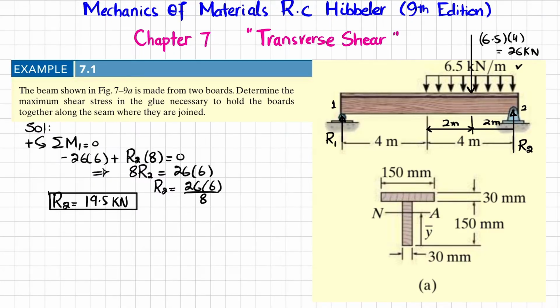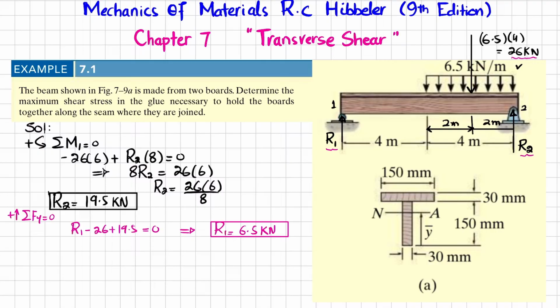Now we will find the second term, that is R1, by using another equation of equilibrium: the sum of all forces along the y direction must be equal to 0. Upward force is taken as positive. So you can see R1 is upward, so plus R1 minus 26 plus R2 is equal to 0. So R1 minus 26 plus 19.5 kilonewton is equal to 0, and from here we will get R1 equal to 6.5 kilonewton. Now we have R1 and R2.